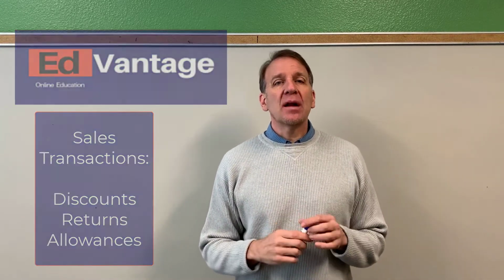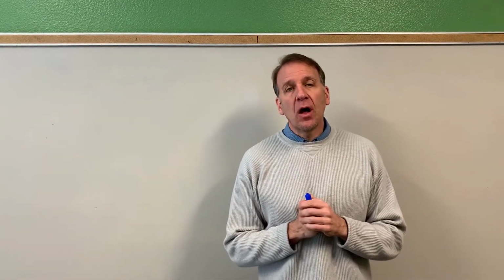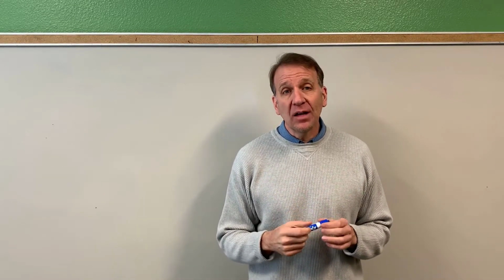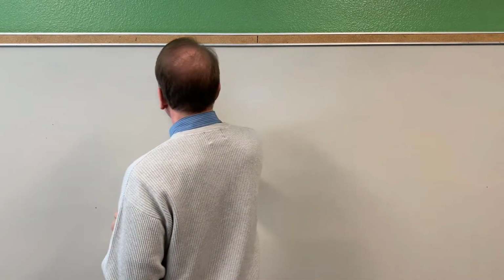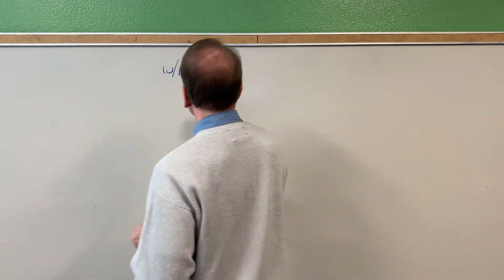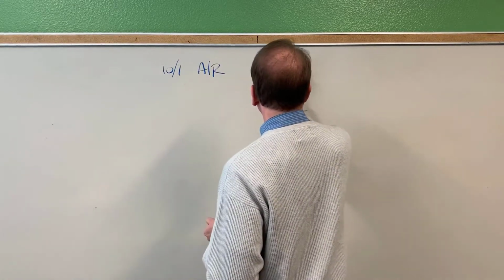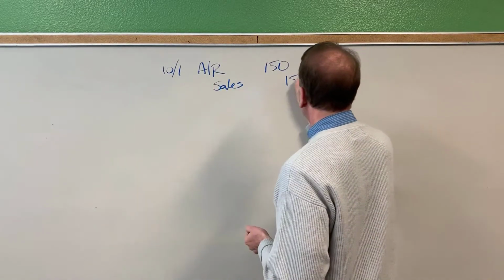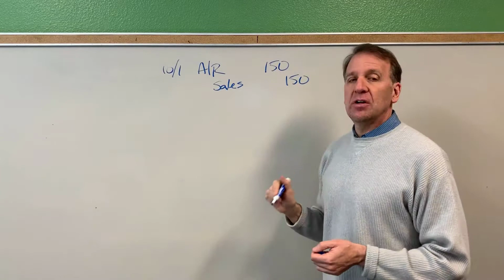So let's assume that on October 1st, we sold for $150 inventory that cost us $100. So the sale was for $150. Let me write here. On the 1st, we had a credit sale of $150. And so then we're going to credit sales revenue. I just put sales there, but sales revenue, $150.